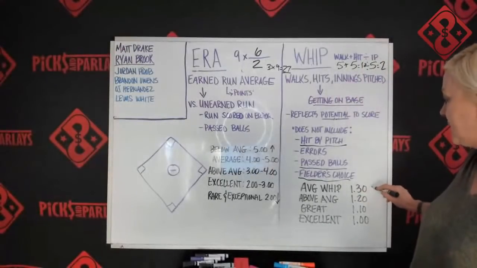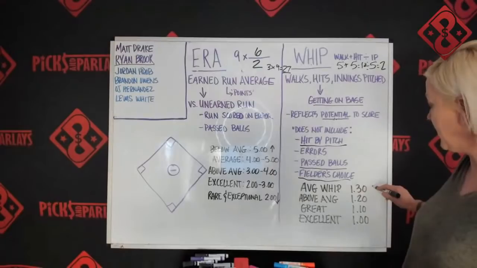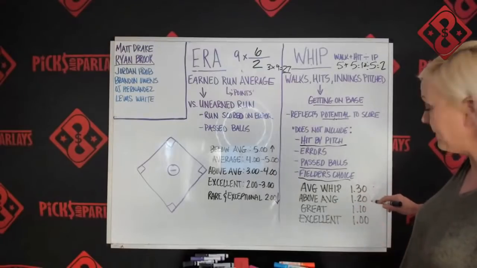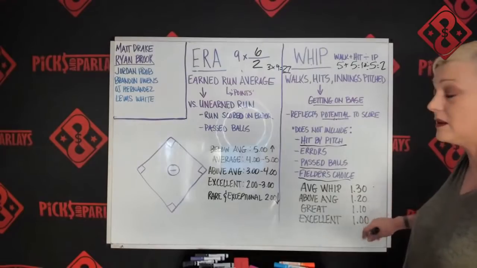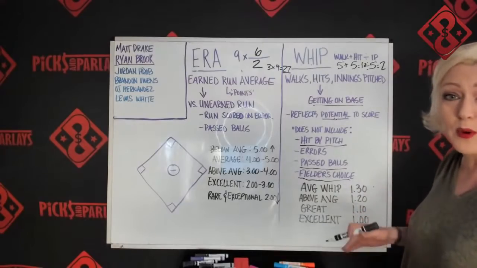So with those numbers, an average WHIP is around 1.30. An above average would be a 1.20. A really good WHIP is a 1.10, and an excellent WHIP would be 1.00.